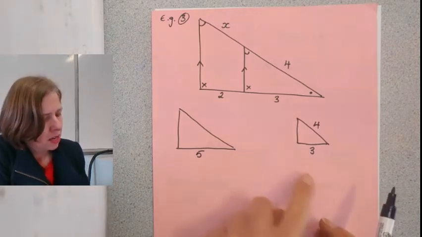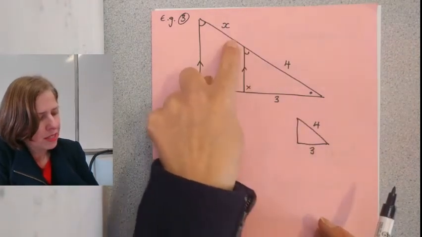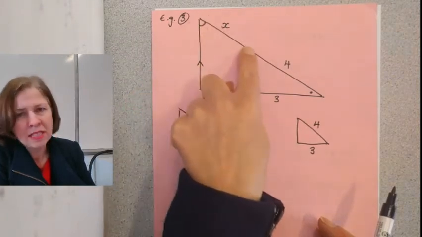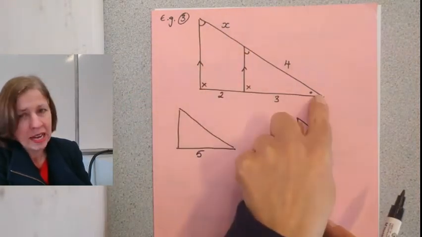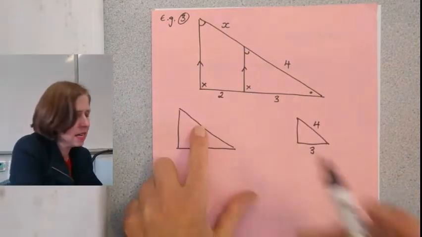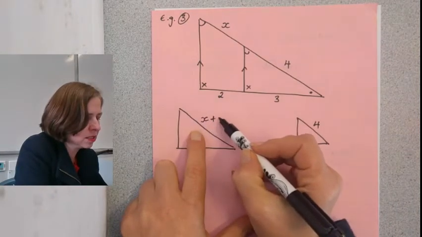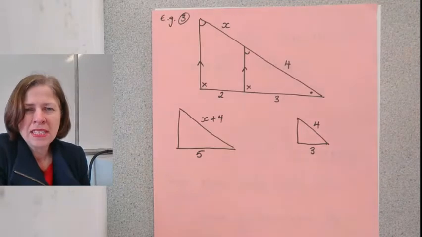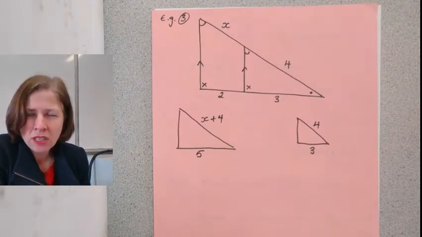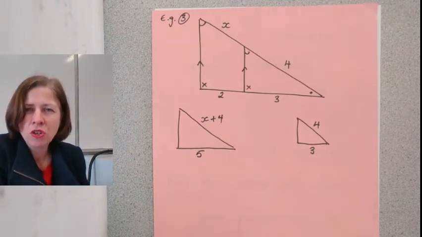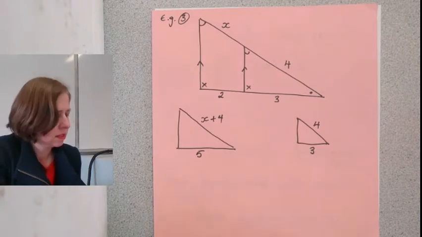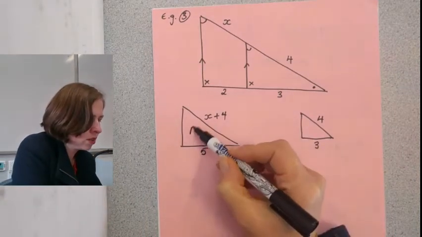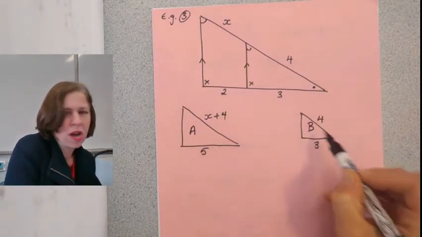Okay. What have we got here? The x is just this part here. It's not the entire length. So this side here is x plus 4. So now what I'm going to do is write an equation linking the ratios of the 2 sides. I might just call this triangle A and triangle B.